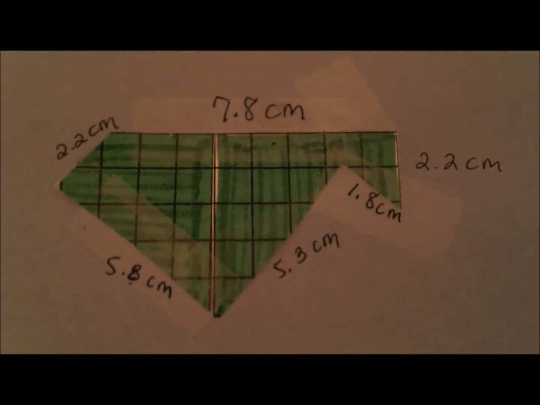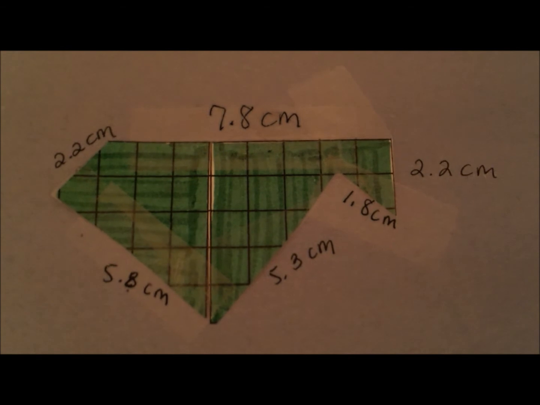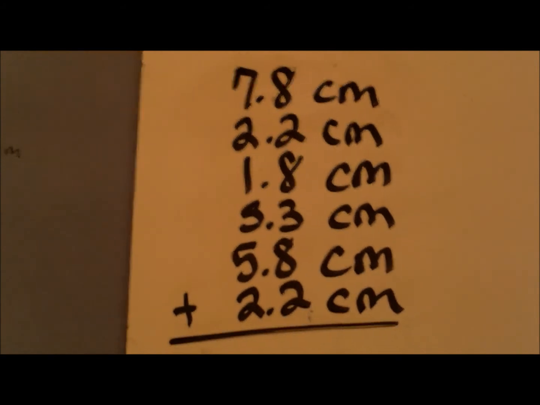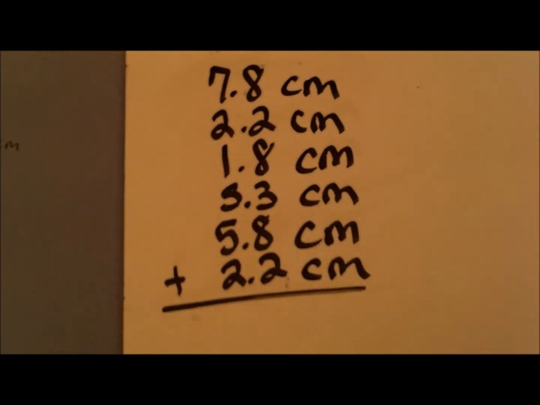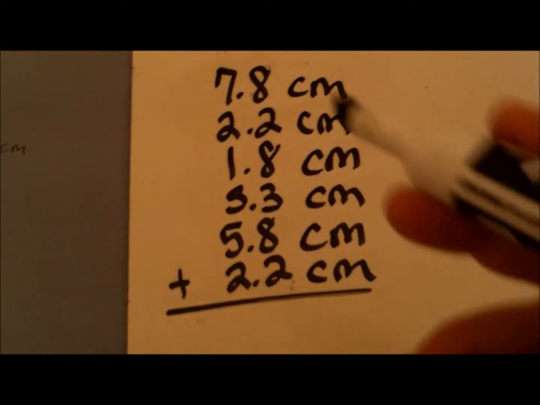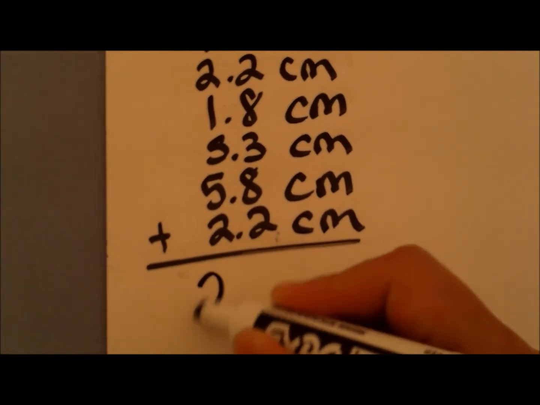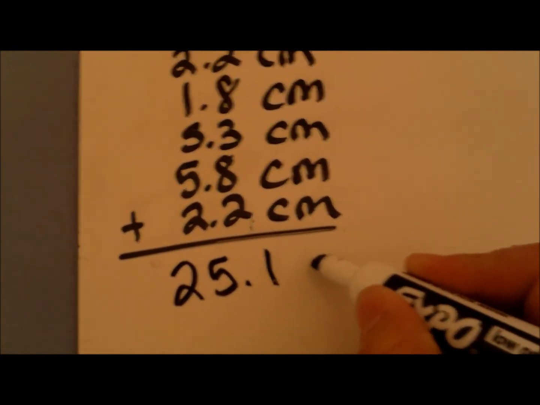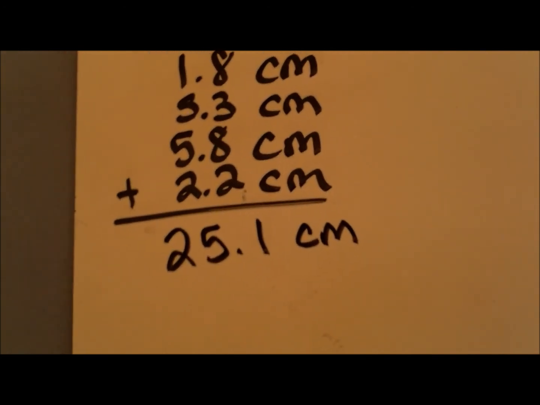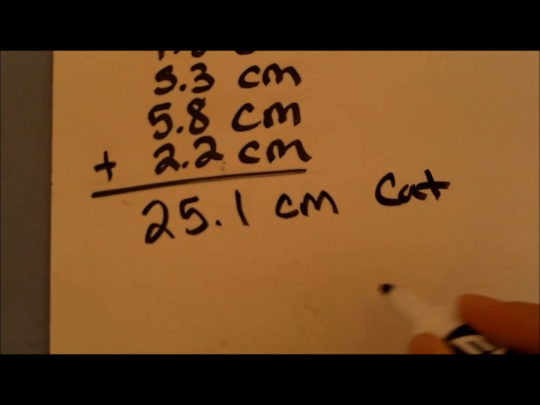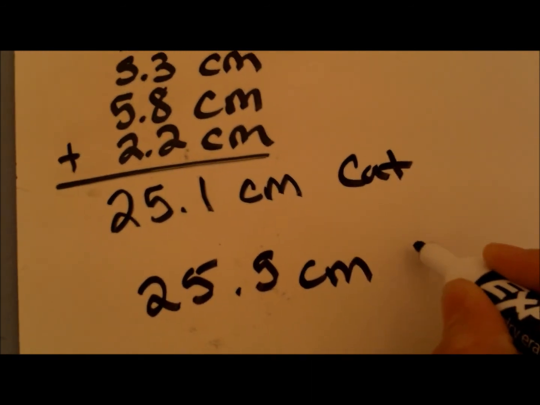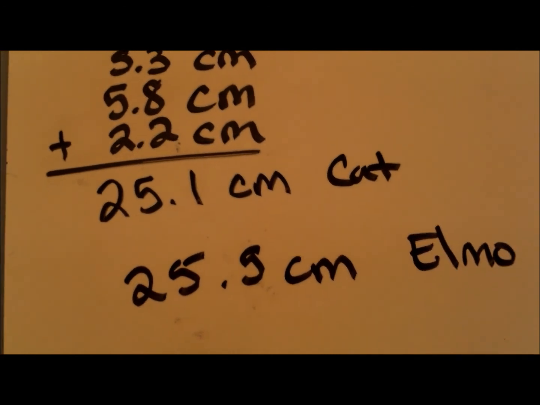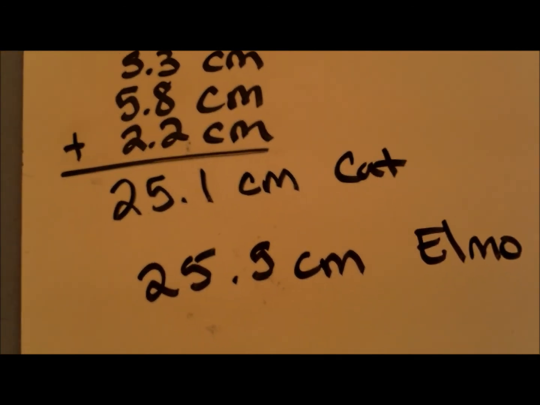So here are the dimensions of the figure that Cat made. Notice everything is labeled, all the sides of the figure. And I have listed all the dimensions there. I'm going to add it so that I can figure out the perimeter and see who made a larger perimeter. When I add all my dimensions, notice my decimals lined up, it gives me a total of 25 and 1/10 centimeters. Remember that this is Cat's, and Elmo had 25 and 5/10 centimeters. So Elmo actually made a larger perimeter than Cat did.